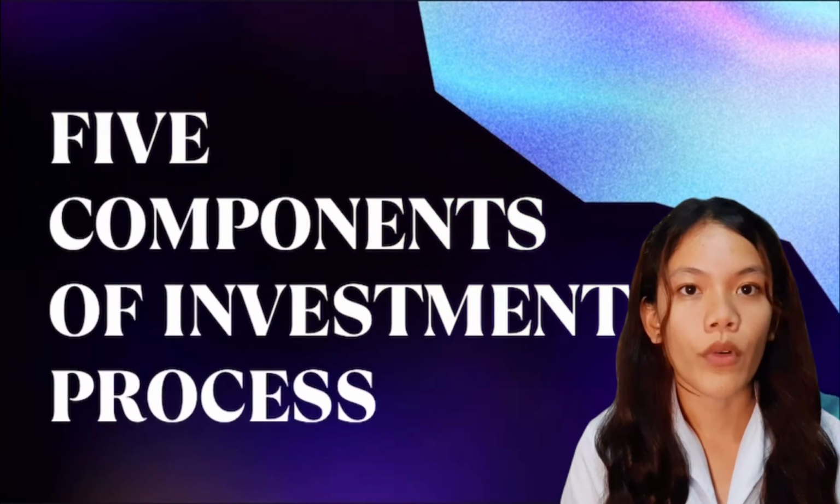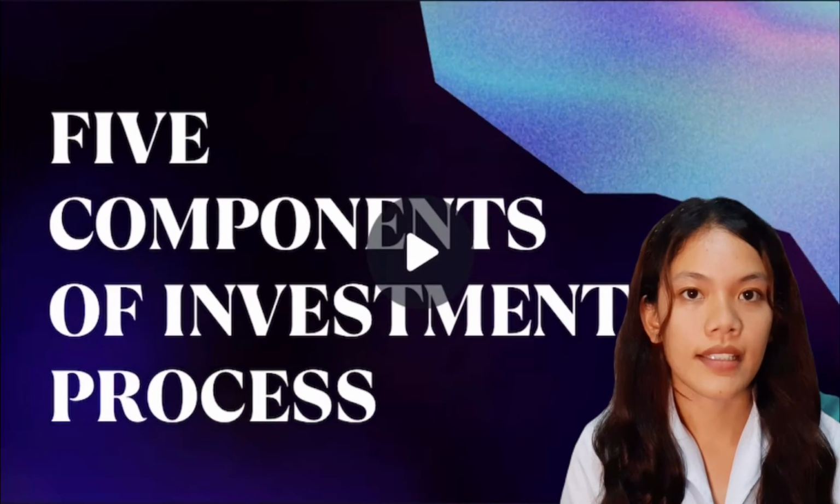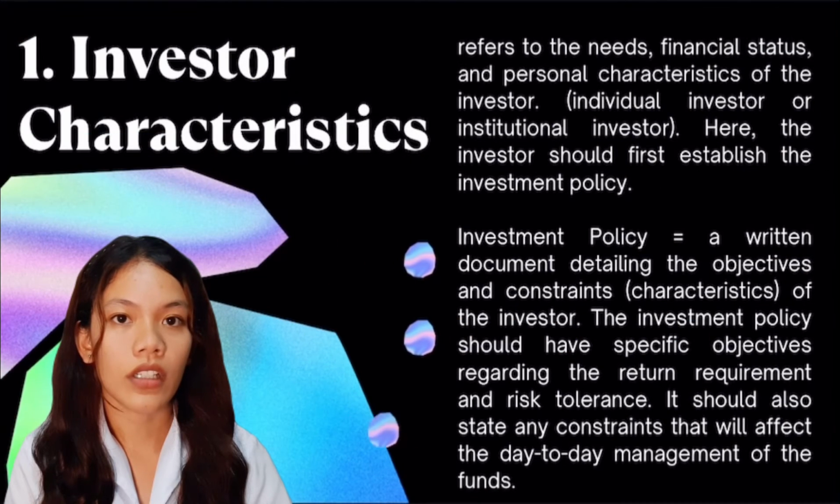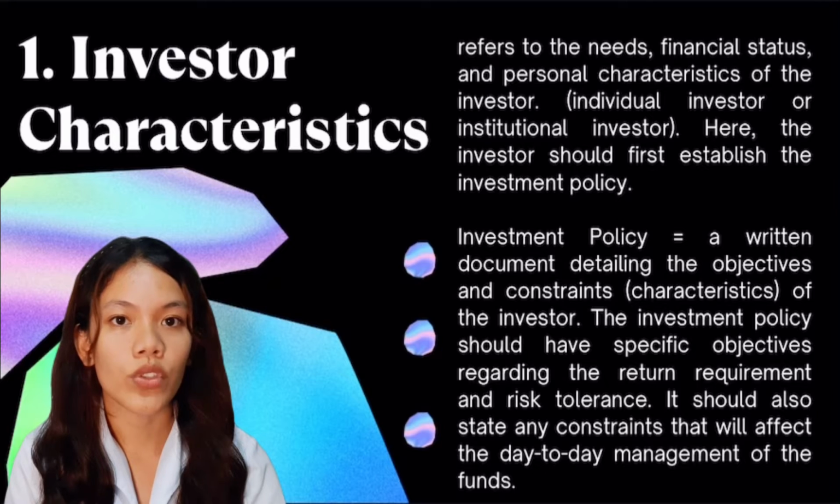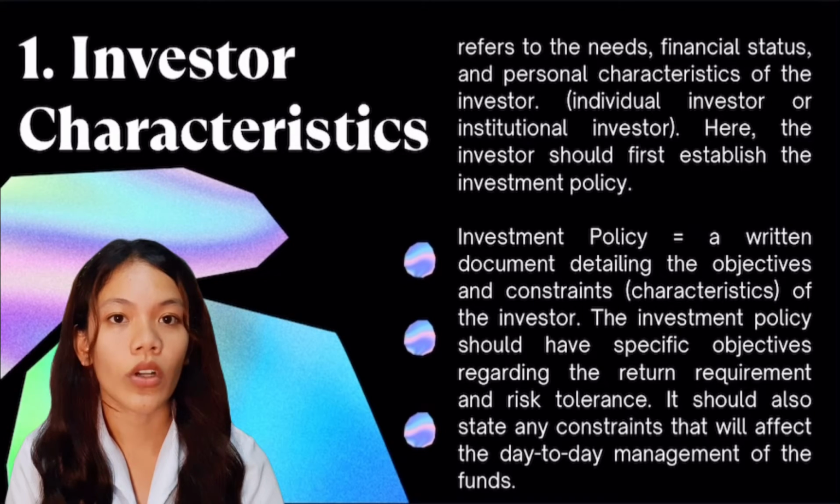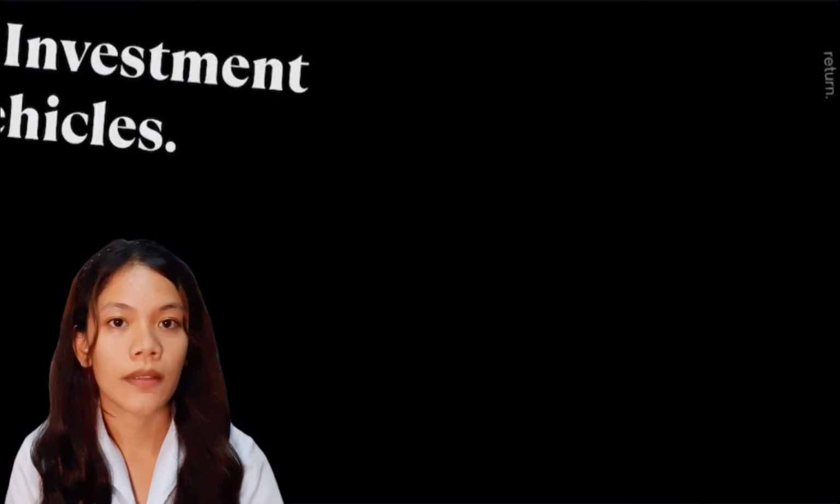There are 5 components in the investment process. First is the investor characteristics. This refers to the needs, financial status, and personal characteristics of the investor, an individual investor or institutional investor. Here, the investor should first establish the investment policy. So the investment policy is a written document detailing objectives and constraints of the investor.